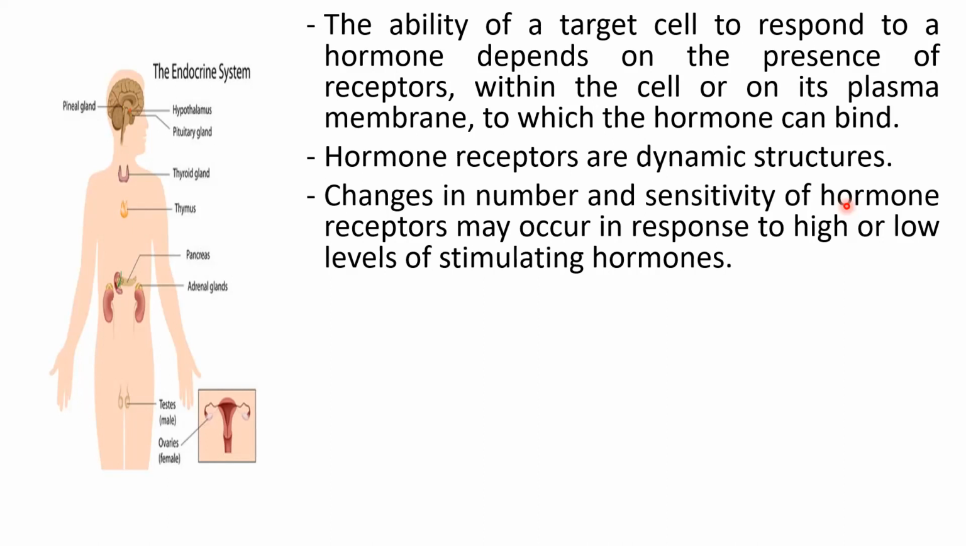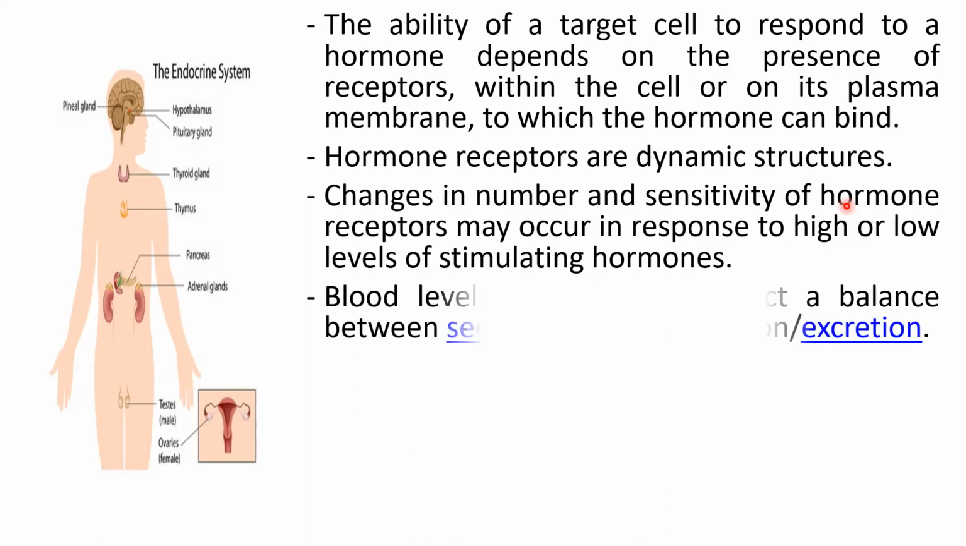Changes in number and sensitivity of hormone receptors may occur in response to high or low levels of stimulating hormones. So according to the need of the body, these hormones are secreted by the glands, and whatever the changes in the number and sensitivity of the hormone receptors, it may occur in response to high or low levels of stimulating hormones, according to the response of our body.